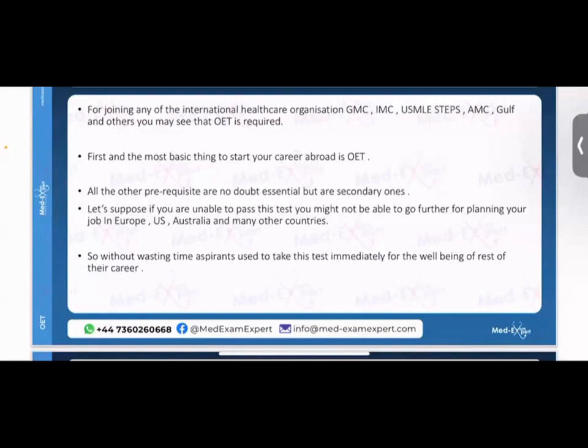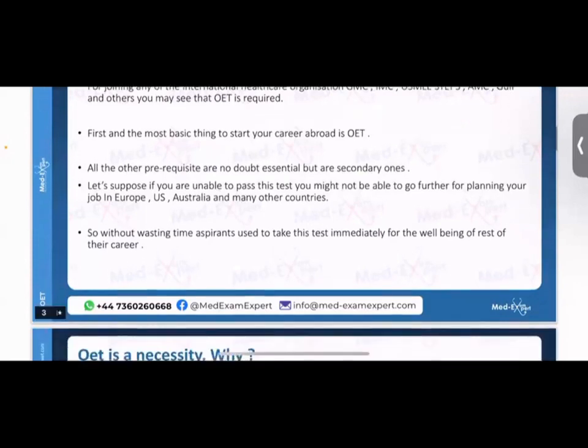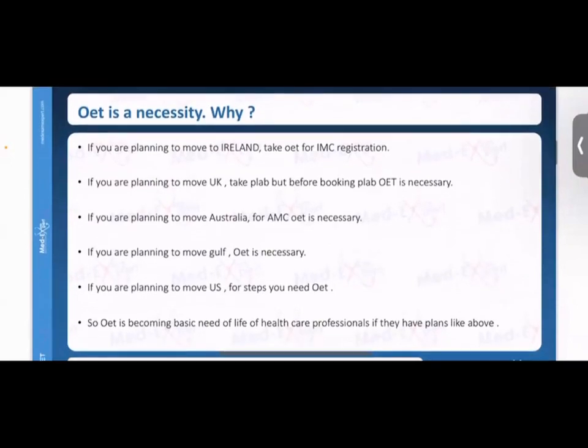If you have plans to go abroad and work there, without wasting a minute, book your OET and start preparing for this exam. Because if you think that just booking the exam and sitting in it means you are done, no, it is not like that. Although it is an English language test, it is a real headache for a lot of aspirants, because it is not very easy to pass this exam in the very first go.